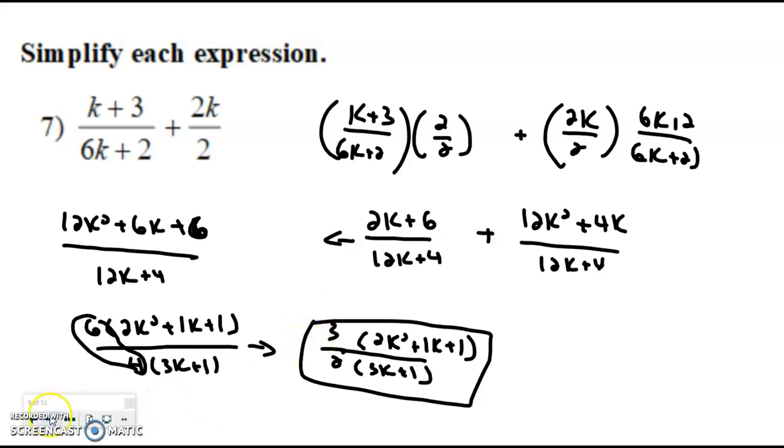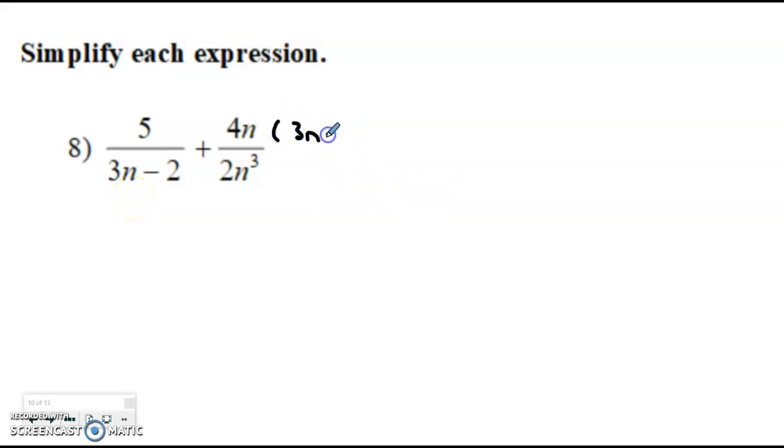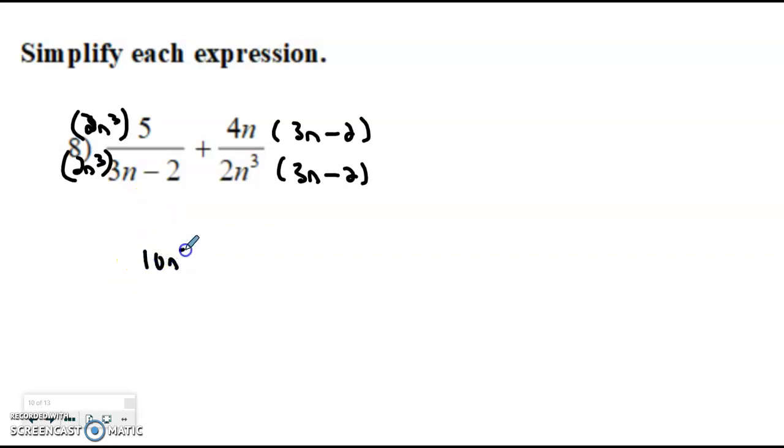Okay. Let's look at one more here. So we'll look at two more. So looking here, we are going to take 4n and multiply it by 3n minus 2 because the denominator is 3n minus 2 on the other side. And then we're going to take 2n cubed and multiply that by the same thing. For the 5 over 3n minus 2, I'm going to multiply that by 2n cubed. Okay, so right now I got 10n cubed plus 12n minus 12n squared minus 8n.